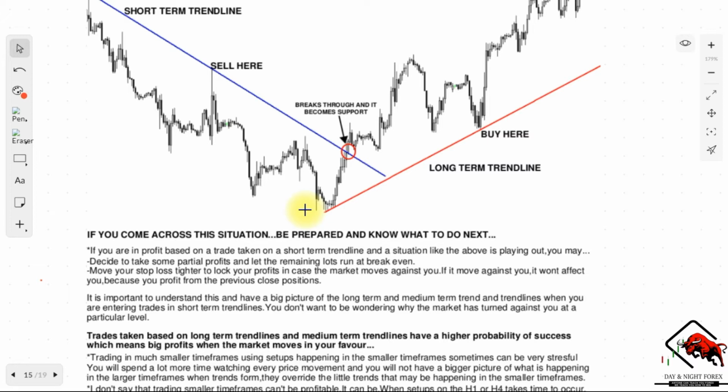You can move it to break even where even the spread is covered, or you can move the stop loss to your entry point and then you just have to leave the spread, right? So you only pay the spread. So if the market moves against you, it won't affect you because you profit from the previous close position.